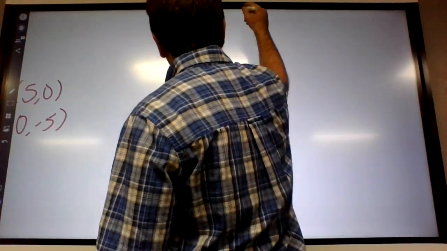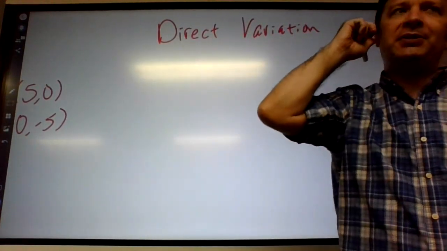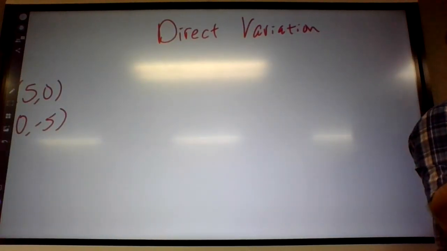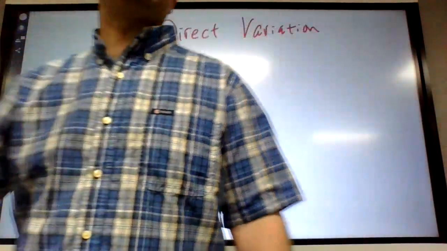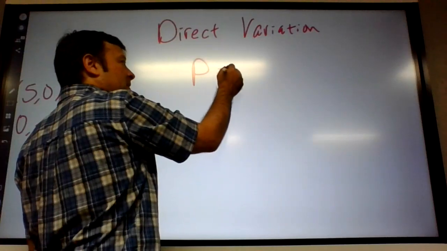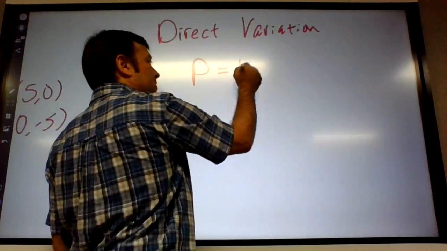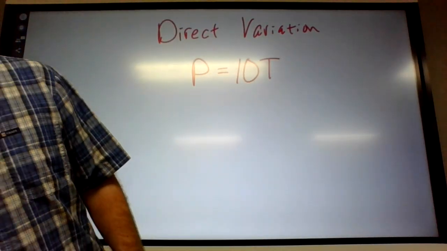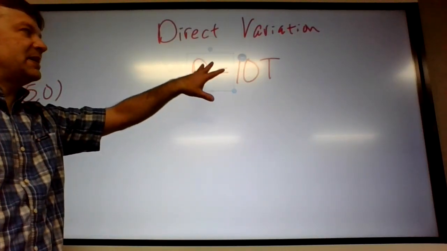Be quiet. Direct and inverse variation. Okay, an example of direct variation would be, let's say we're trying to make some money and we're selling t-shirts, and every t-shirt we sell makes $10. How would I write that? We'll say P, our profit, equals 10, we'll say T for t-shirt. Okay, $10 times the number of t-shirts we sell. So profit equals 10 times T. This is an example of direct variation.